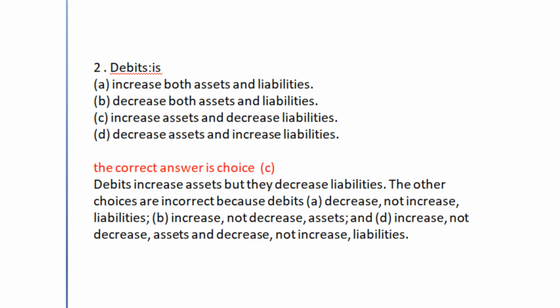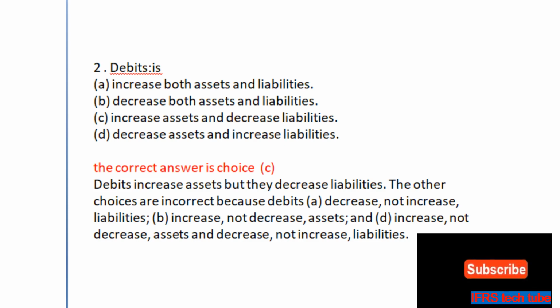The correct answer is choice C. Debits increase assets but they decrease liabilities. The other choices are incorrect because debits A. Decrease, not increase, liabilities. B. Increase, not decrease, assets. And D. Increase, not decrease, assets and decrease, not increase, liabilities.